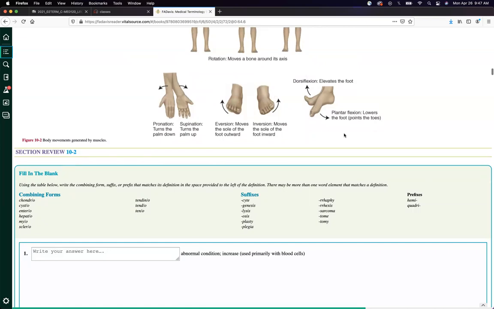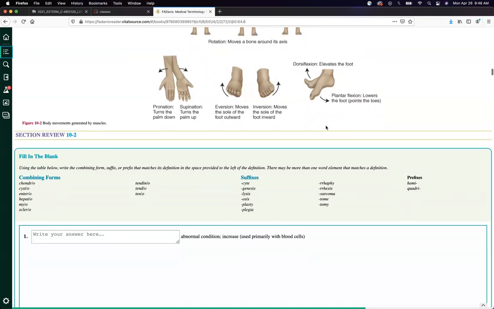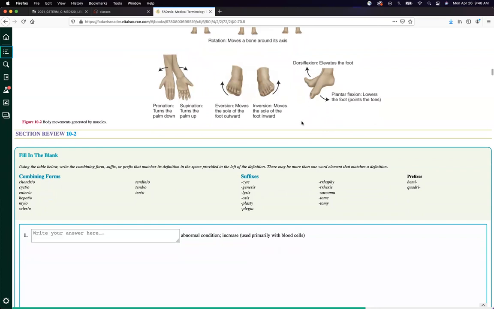Dorsiflexion, plantar flexion. Again, I simplify my life. Where do you put plants? You put them into the ground. So that's when my patient is pointing at the ground. That's plantar flexion. This is important to know, the difference between dorsiflexion and plantar flexion, for when you test reflexes such as the Babinski plantar reflex.